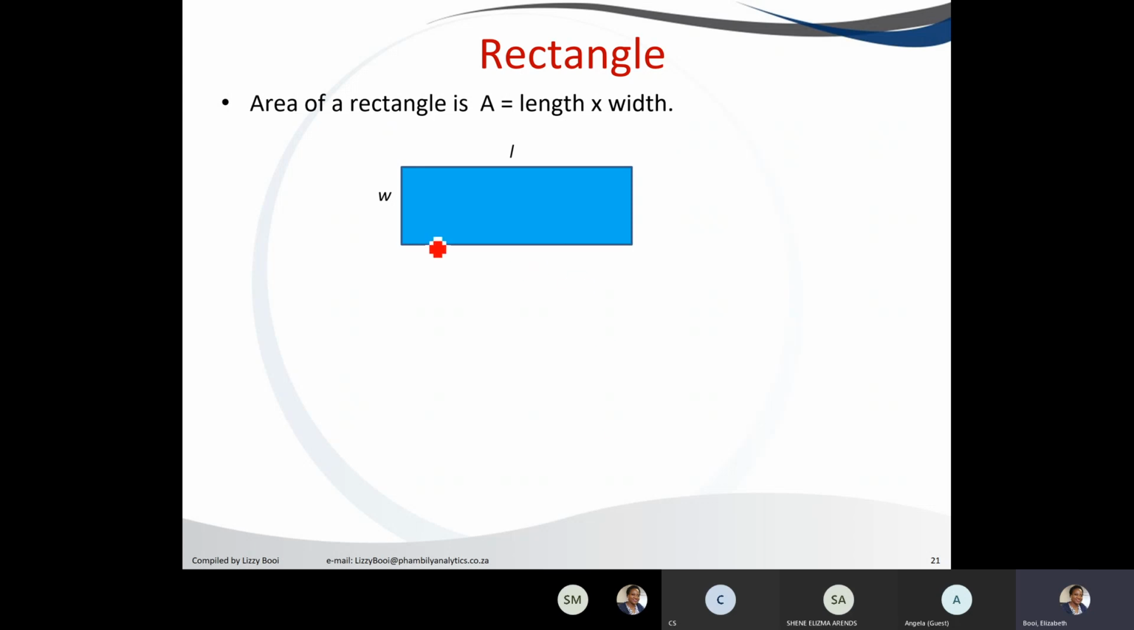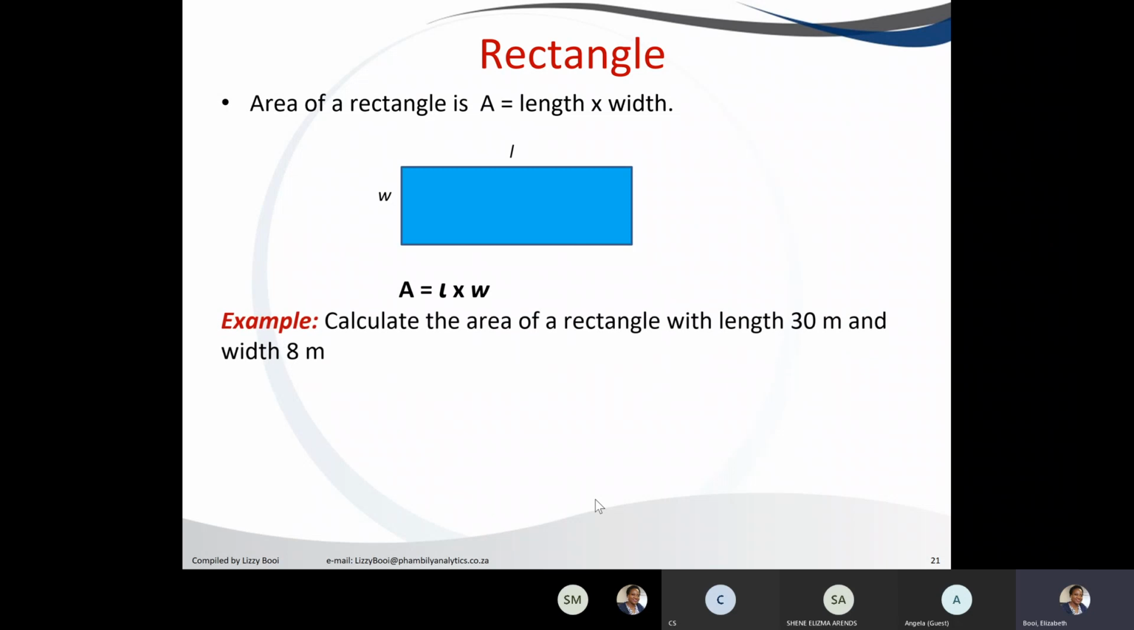We know the rectangle has two pairs of opposite sides that are equal. So to calculate the area, we use the formula length times breadth. In terms of a formula, we write it as A equals L times W, or length times width.